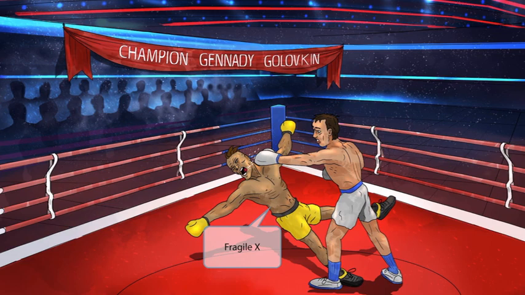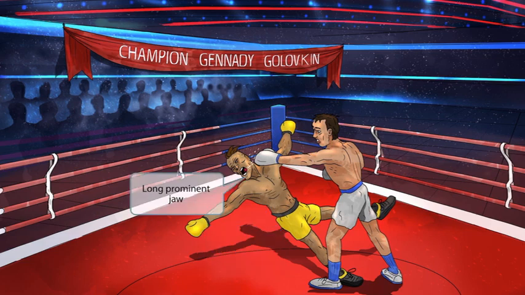The reality is that this boxer was quite fragile, since Gennady only needed to hit him once to knock him out. Now look at his jaw, which gets long and unhinged from the knockout punch. This is to remind you that people with Fragile X have a long, prominent jaw.